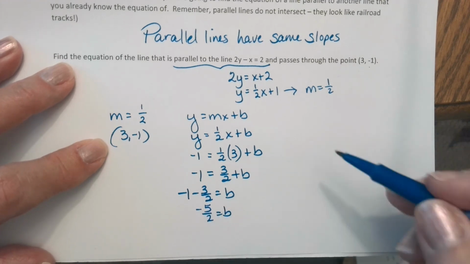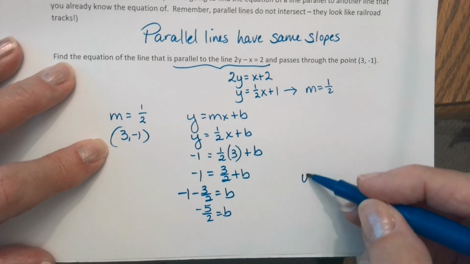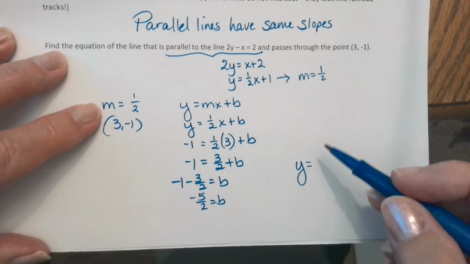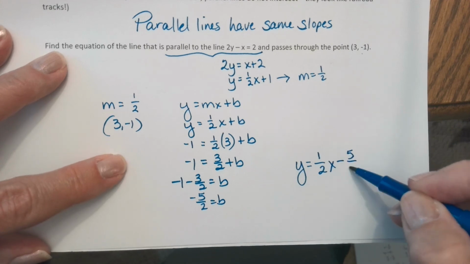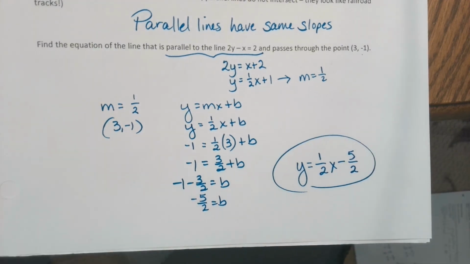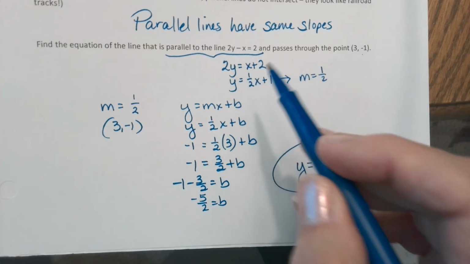So then I need to write the equation of the line. So y equals m, my m was 1/2, x plus b, so minus 5/2. So that's the equation of a line that goes through this point and is parallel to this line.